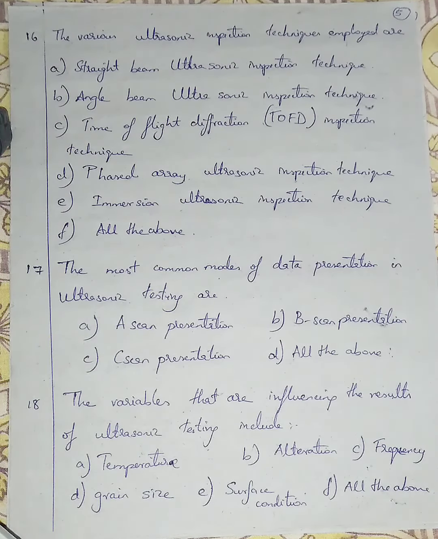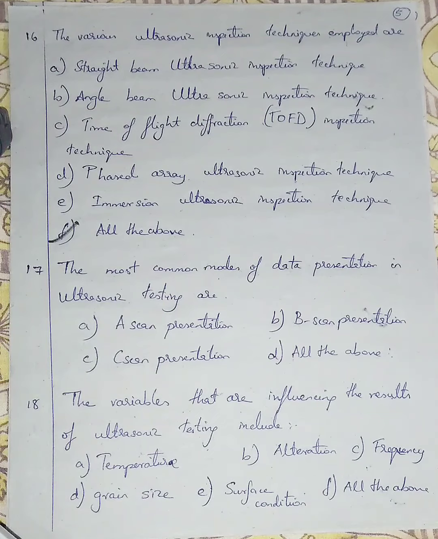The various ultrasonic inspection techniques are used for determination of discontinuities and cracks at various levels. We pass straight ultrasonic waves, or pass them in angle format, forming an angle. There is time of flight diffraction inspection, where time is calculated. Phased array means any change in phase. Then immersion ultrasonic inspection technique. So these 5 are the various ultrasonic inspection techniques employed. So I am going with option F, all the above.